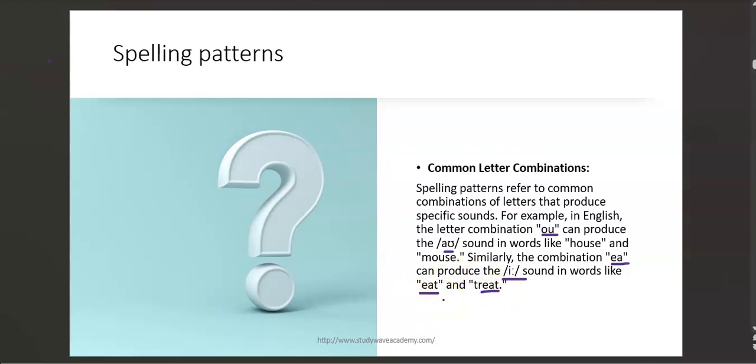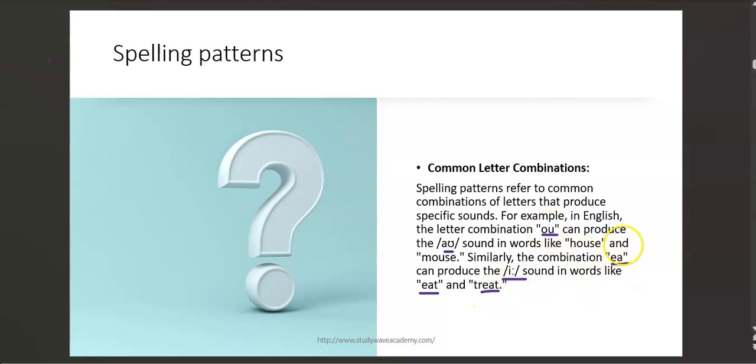So common letter combinations, you find that when you combine such letters, you find one sound to produce. So look at these letters, E and A. You say it like air, right? That is how you write it. But when you're pronouncing it, when you're speaking it out, you don't say it as air. You don't read this as eat, and you don't read this as treat, no. But you read it as one sound.